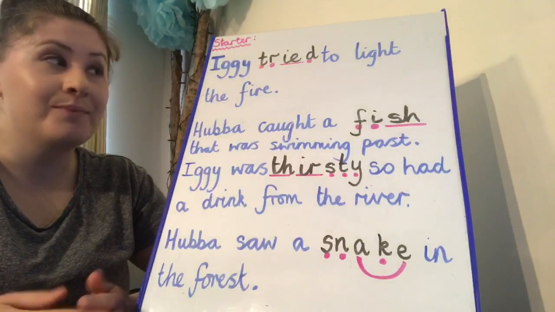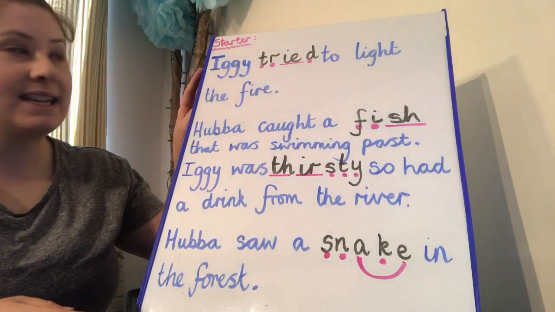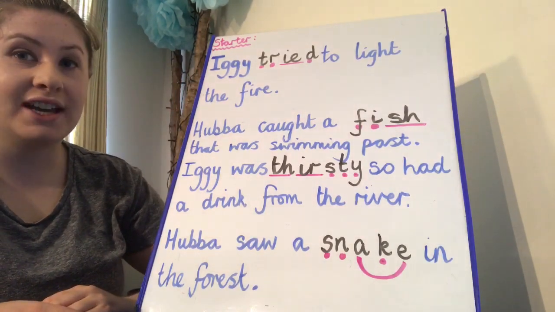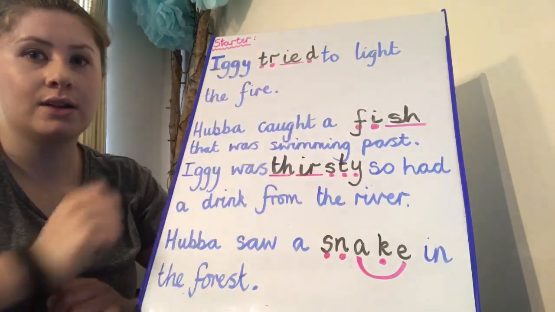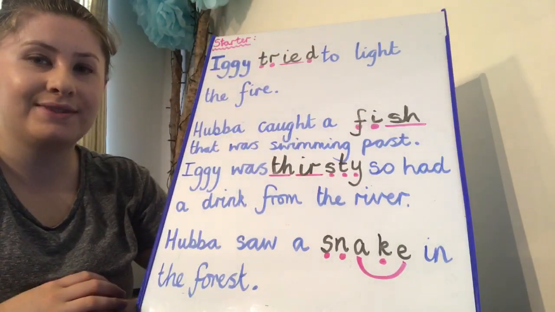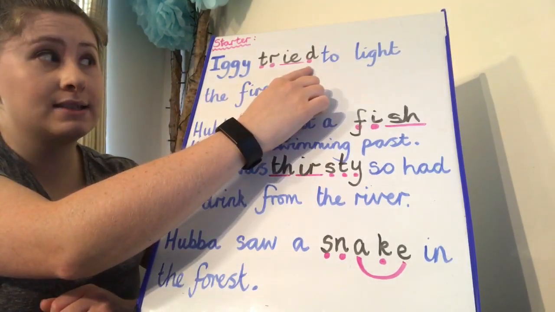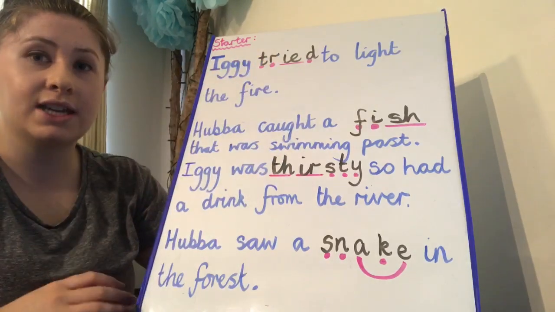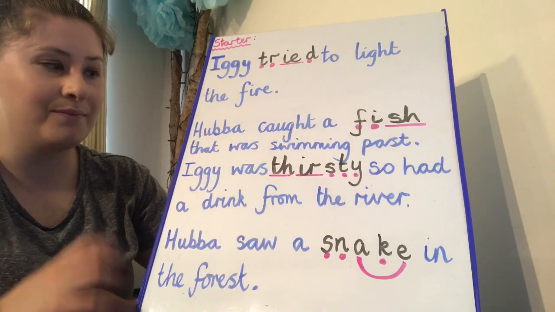How did you get on? Let's have a look together. Let's read the first one again. Iggy tried to light the fire. Your missing word was tried. What's the root word of tried? That's right, try. But we've added our past tense suffix on the end and we've had to take off the Y and add an I instead. Let's look at the second one.